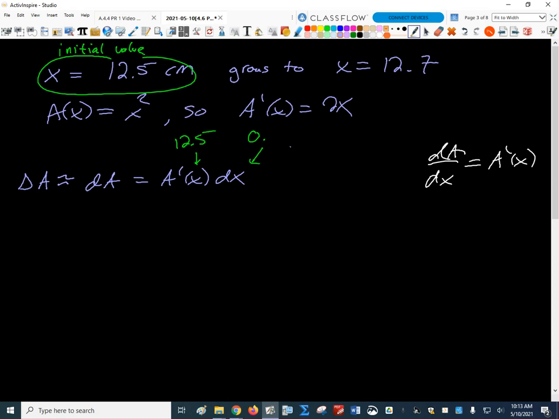And so we can do this pretty easily then. We end up with 2x is my derivative, so I'm getting 2 times 12.5, which is just 25, times 0.2. Well, can we do that in our head? What's 25 times 0.2? Okay, 5. There you go. So it increases by 5.